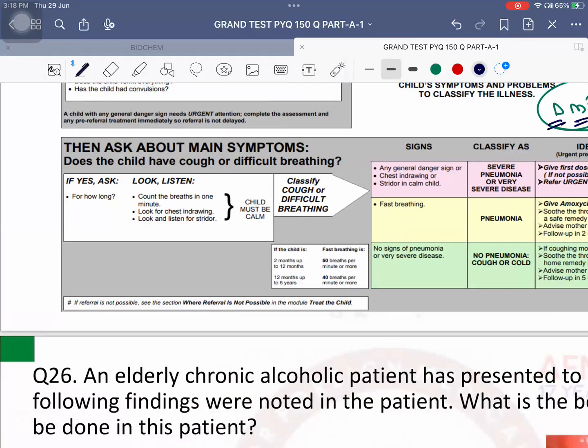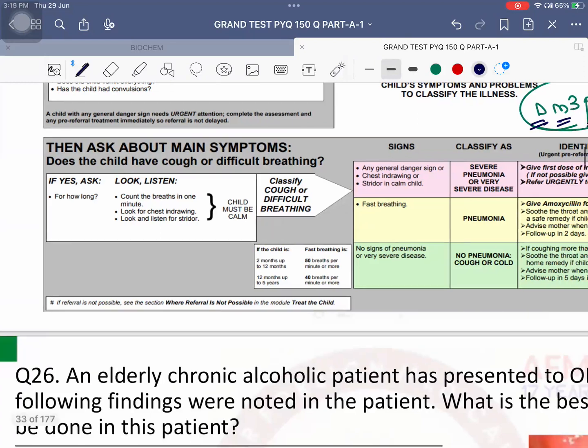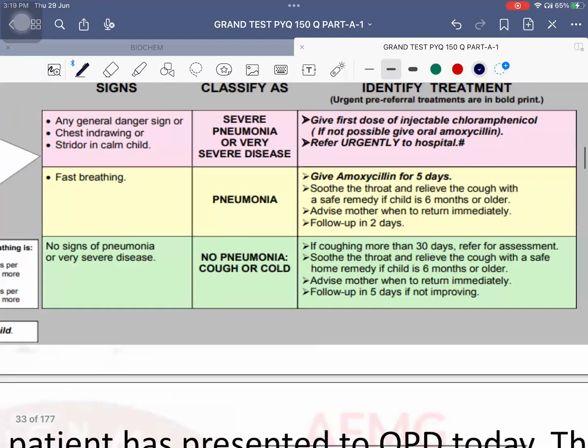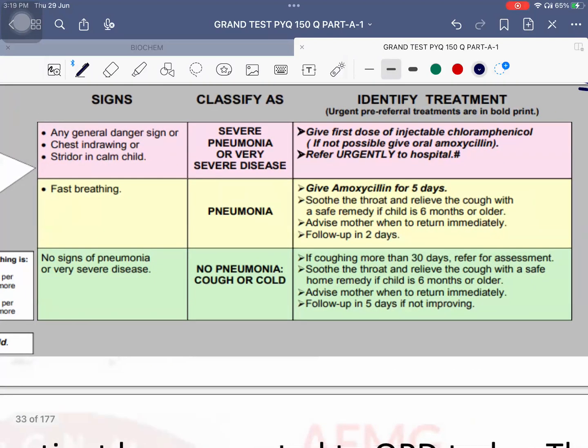Once you have assessed the condition of the child, classify the illness of the child according to these 3 given categories: green, yellow, and pink category. Once you have classified the illness, then identify the treatment, what to give the child. Once you have identified the treatment, then give the treatment to the child. Ask the mother for follow-up, and you should advise the mother when to return immediately.